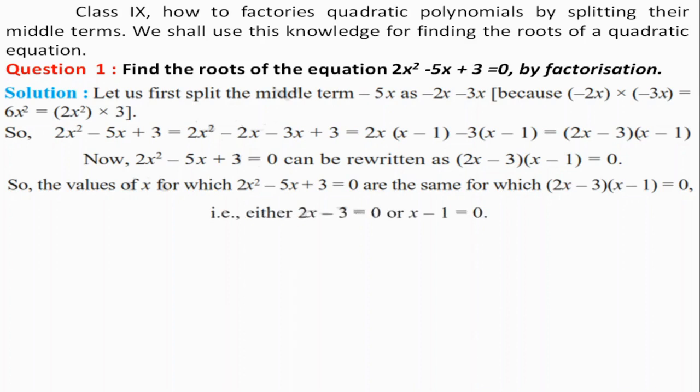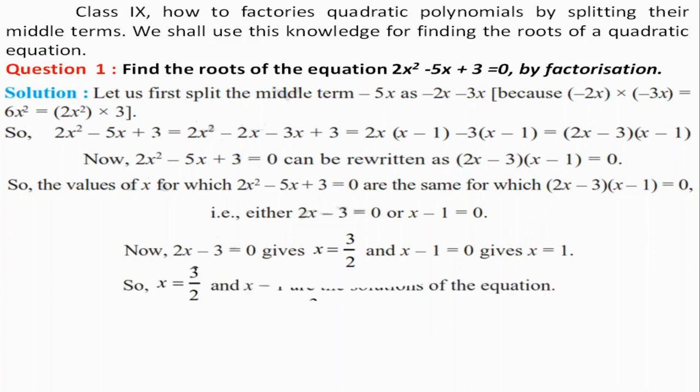So either 2x minus 3 equal to 0 or x minus 1 equal to 0. When 2x minus 3 equal to 0, that gives x equal to 3 by 2. And when x minus 1 equal to 0, we get x equal to 1. So x equal to 3 by 2 and x equal to 1 are the solutions of this equation. We can also say that these zeros are the roots of this quadratic equation.